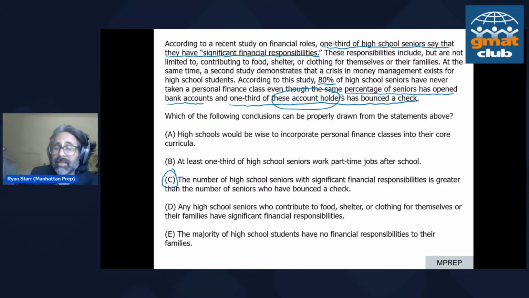Now, this is a straight up synthesis, right? Like, we have to transfer this 80% to this same percentage here. We have to transfer that 80% then to these account holders. And then 1/3 of that 80%, right? So roughly what, 27% or so would have bounced a check.